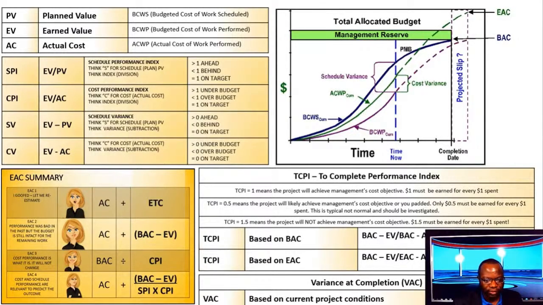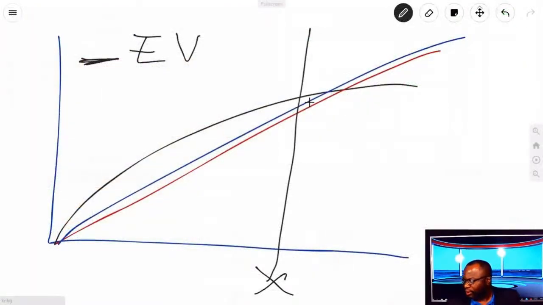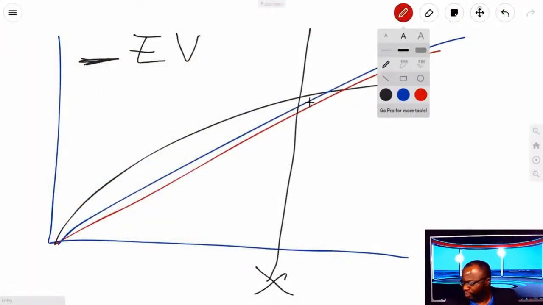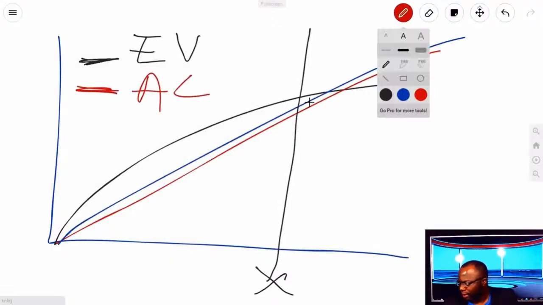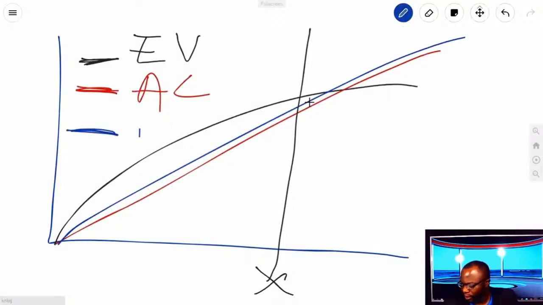All right, back to the whiteboard. So EV is the black line. Let's say the red line is AC and the blue line is PV, for example. The question then, to make this pragmatic, is what is the state of the project? Can you guys chat into me? At point X, what is the state of the project? Can you just tell me it is over budget and ahead of schedule, or over budget and behind schedule? Just chat into me, whatever you can make of it.